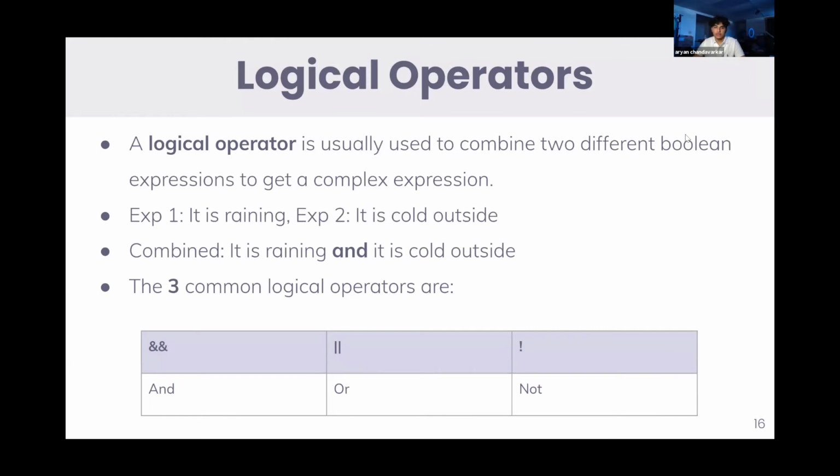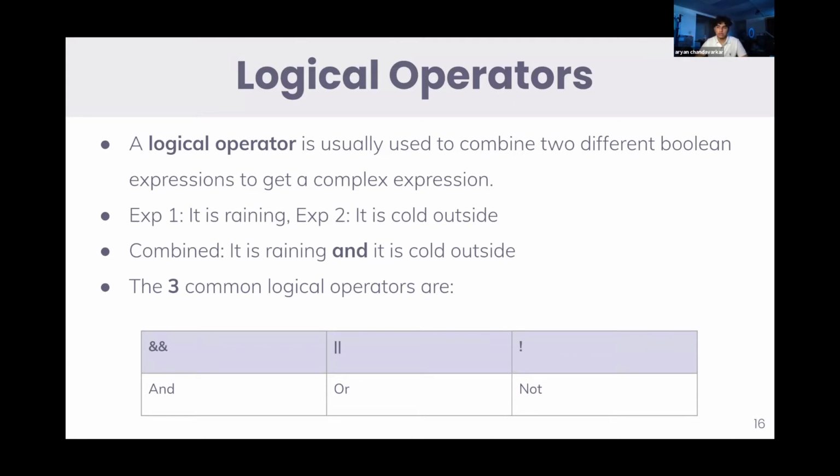Okay, so now we're going to go over logical operators. A logical operator is used to combine two different Boolean expressions to get a complex expression. So it's like a compound sentence. For example, it is raining and it is cold outside. And that combined would mean it's raining and it's cold.